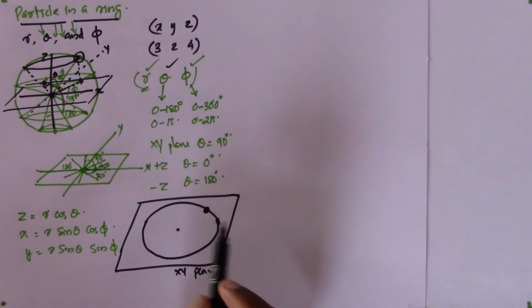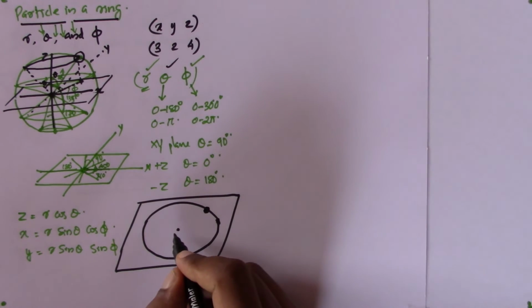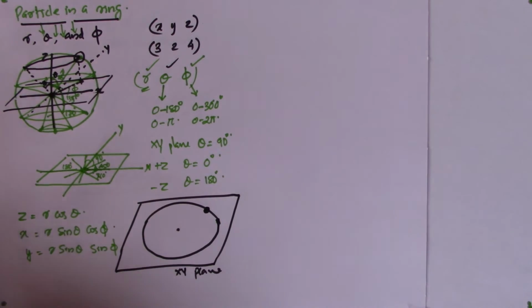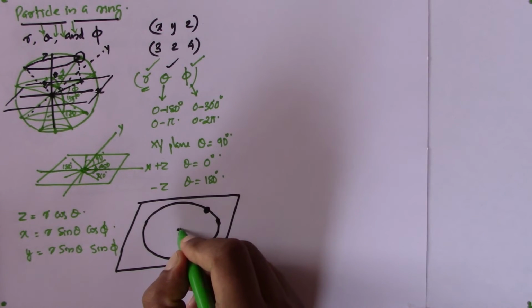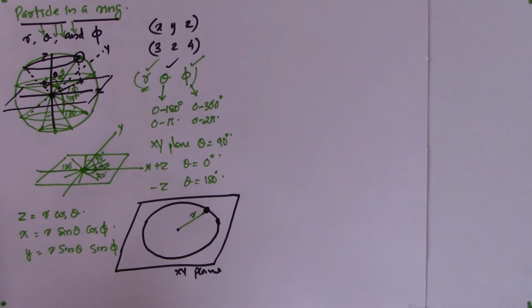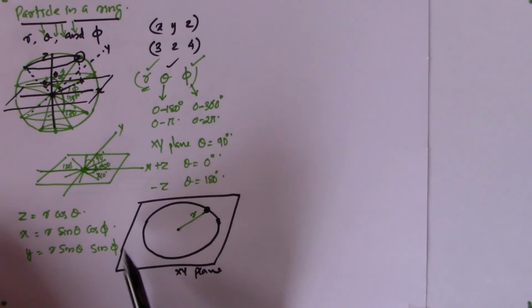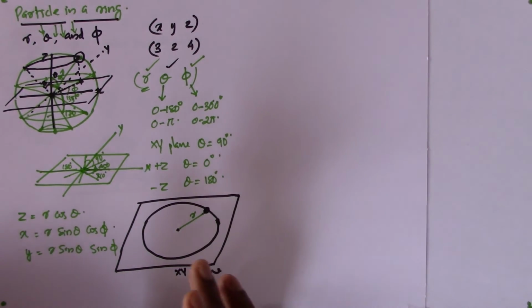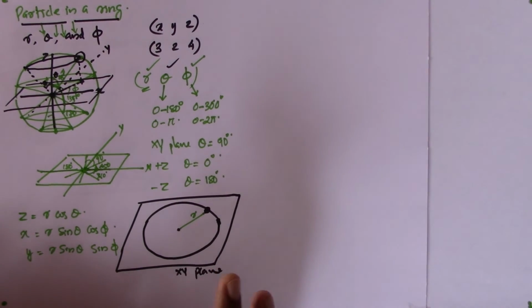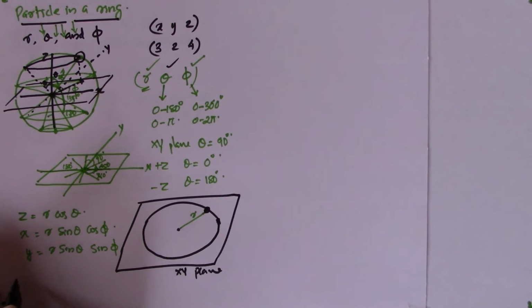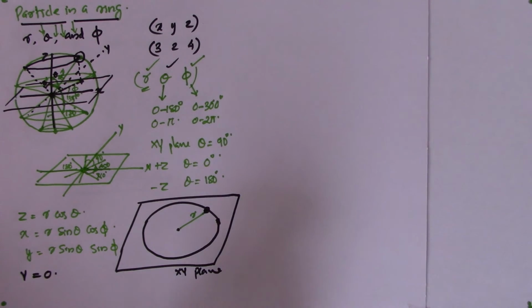And the distance from the origin to the particle is r. This is the distance, this is r. And this particle is not under the influence of any external force. It's a hypothetical system. It is making a circular motion, and still it is not under the influence of any external force. Since it is not under the influence of any external force, the potential energy is equal to 0. So this is a hypothetical system.